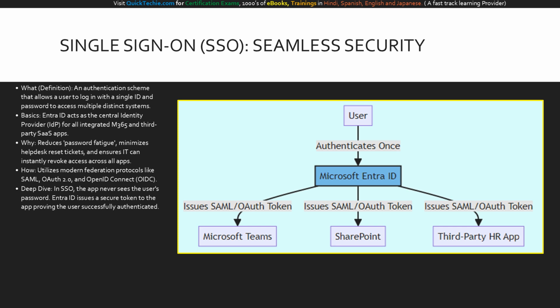Observe the elegant efficiency of SSO. The user authenticates exactly once against Microsoft Entra ID at the top. Once verified, Entra ID acts as the ultimate authority, issuing secure SAML or OAuth tokens to downstream applications. The arrows flow effortlessly to Microsoft Teams, SharePoint, and even a third-party HR app. The user moves between these systems without friction, while IT maintains absolute, centralized control over the authentication tokens.